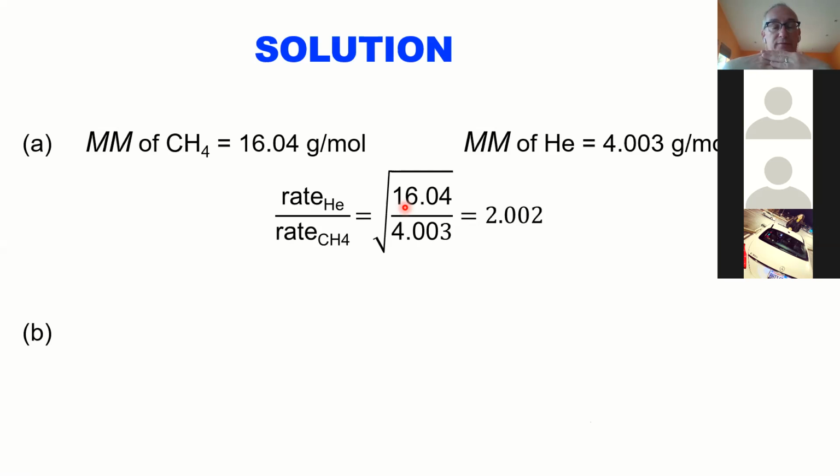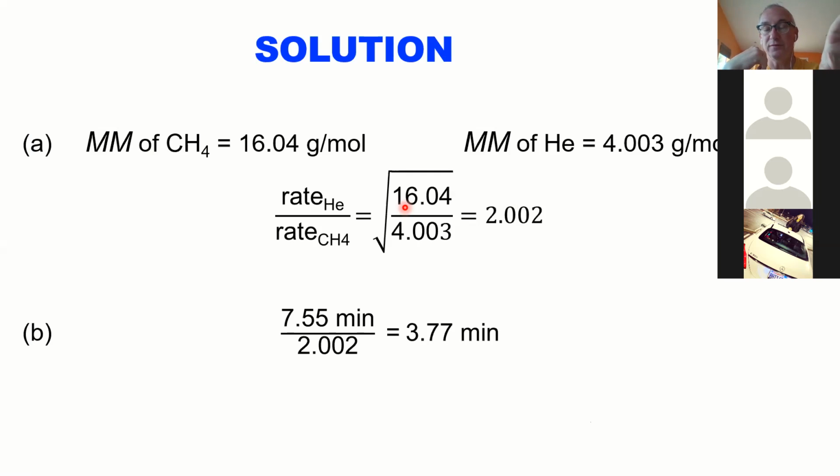So you take the square root of each one, and you see that the relationship between the two is 2. The square root of methane would be 16 down to 4. Helium would be 4 down to 2, 4 over 2. So the ratio is 2. And so we would imagine that the ratio of the effusion rate would be the same. If it takes 7.5 minutes for the methane to effuse, it would take about half that for the helium to effuse.